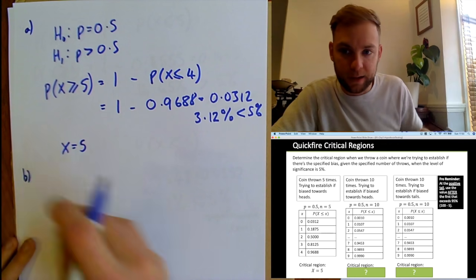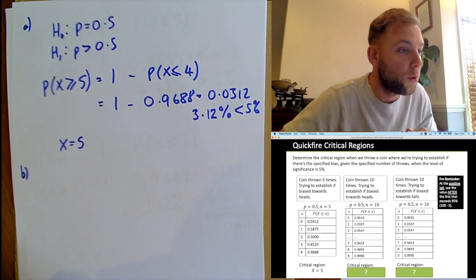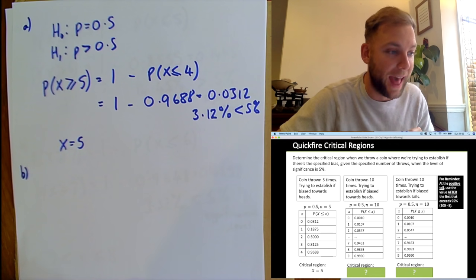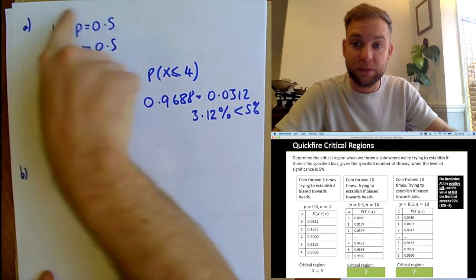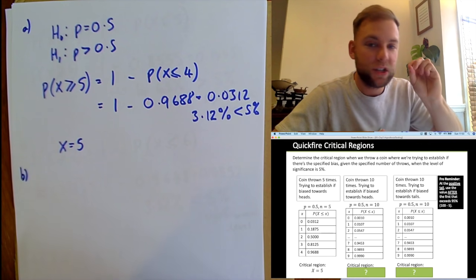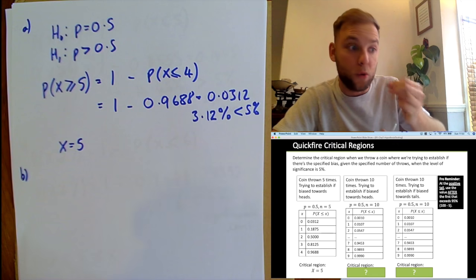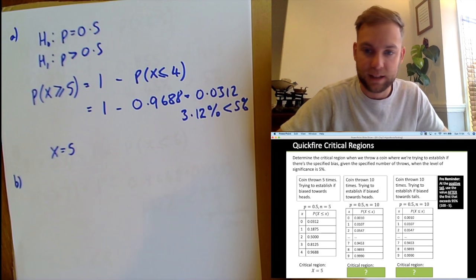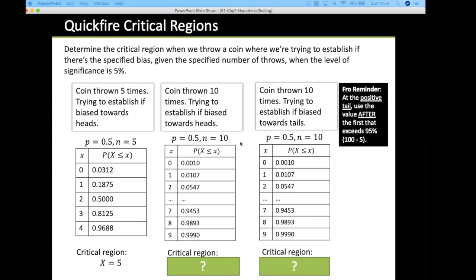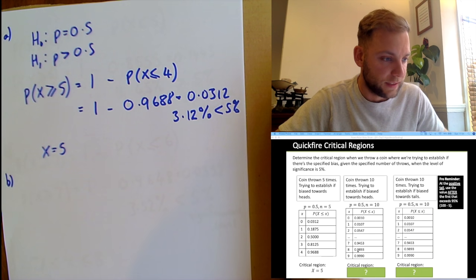I'm going to try and shorten this a little bit. So a coin thrown 10 times trying to establish a bias towards heads. Again, the bias is towards heads, so it's exactly the same starting point. But remember, we're using the first one that goes over 1 minus our significance level, so over 95 in this case. So I'm going to go down my list. I'll make it big so you can see it. The first one that goes over it is this one here.